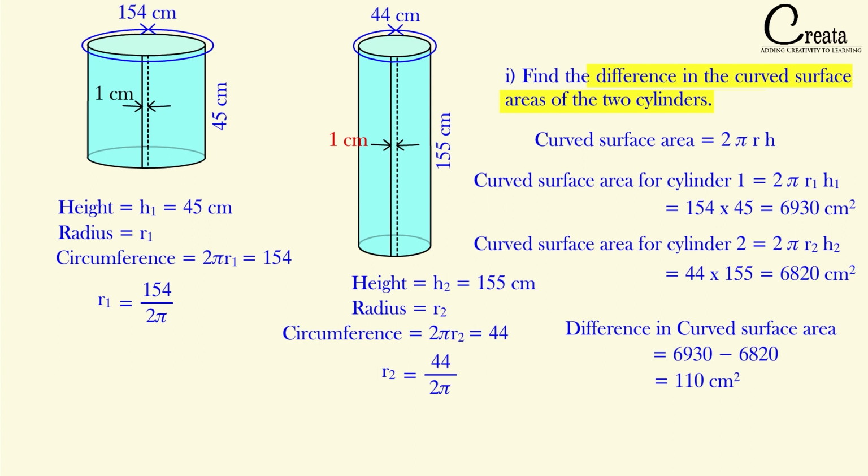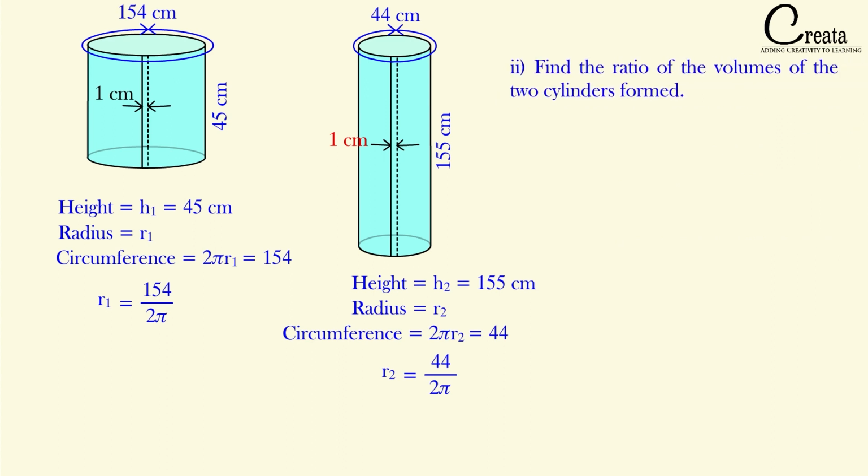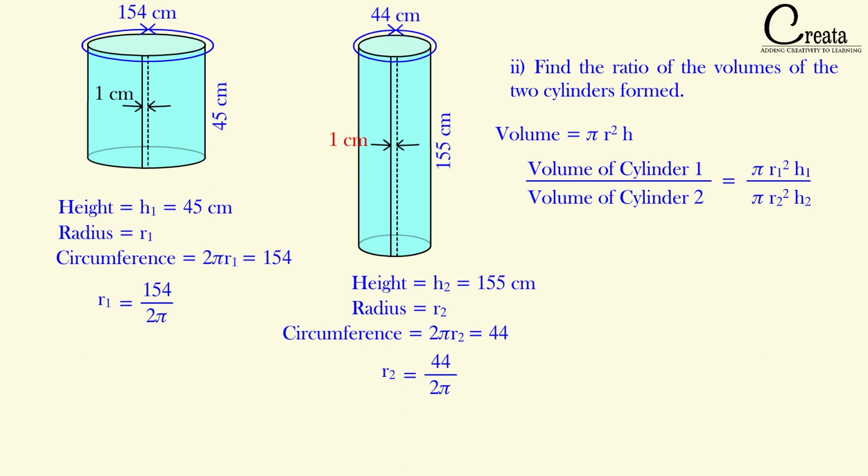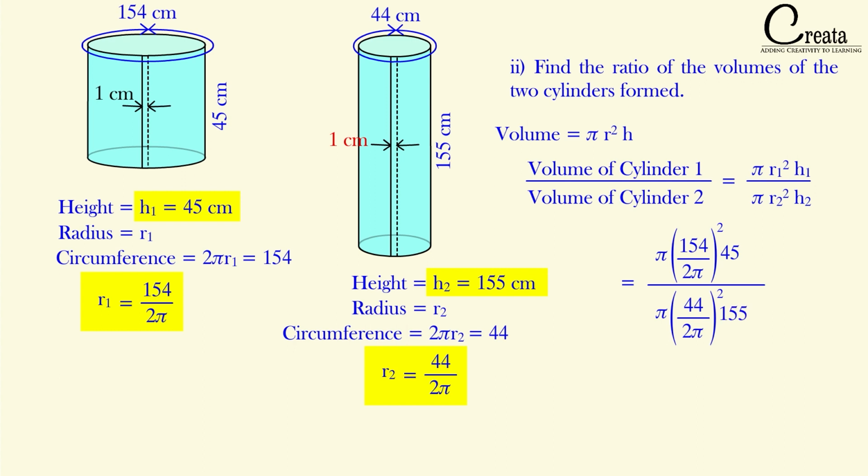Got it? Simple one. Let's go to the second part. In this part, we have to calculate the ratio of the volume of both cylinders. What is the formula for the volume of a cylinder? It is pi r square into h. So let's take the ratio of the volumes. Volume of cylinder 1 will be pi r1 square h1, and volume of the second cylinder will be pi r2 square into h2. We have just put the formula in ratio form. Let's put radius 1 as 154 upon 2 pi and radius 2 as 44 upon 2 pi, h1 as 45 and h2 as 155. Got it?